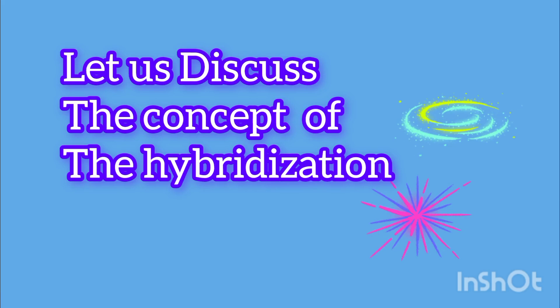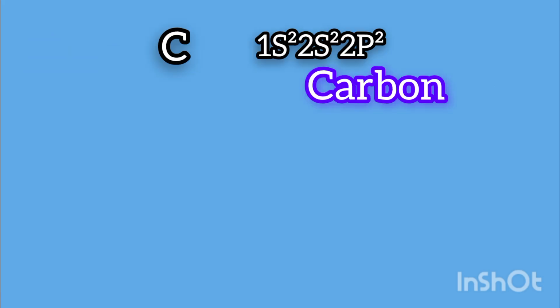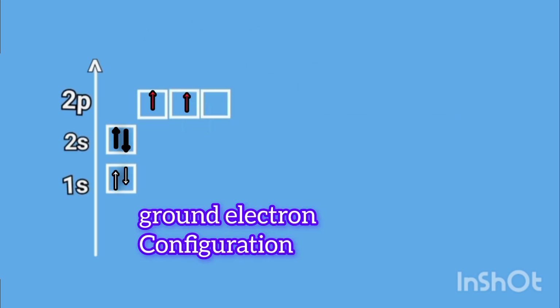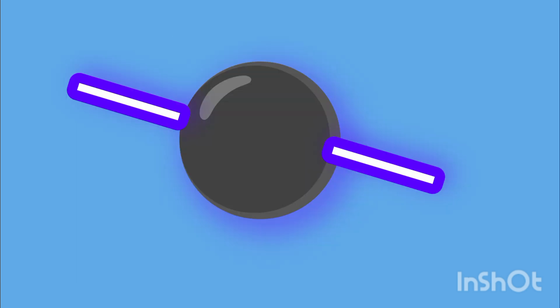Today we are going to discuss hybridization. This is the electron configuration of carbon. In its ground state, carbon has 2 electrons in the 2s orbital and 2 unpaired electrons in the 2p orbitals. If carbon only used these 2 unpaired electrons in bonding, it would only form 2 covalent bonds.